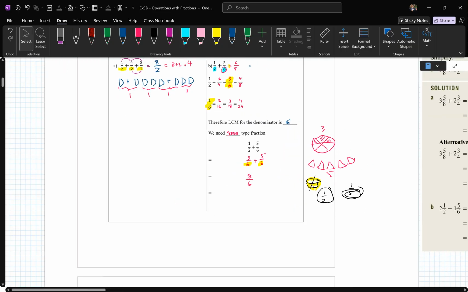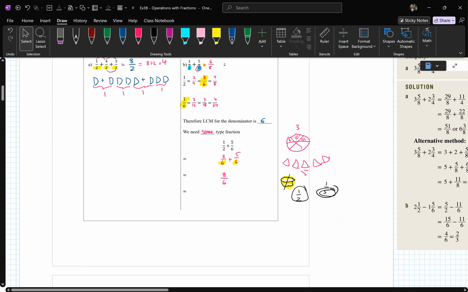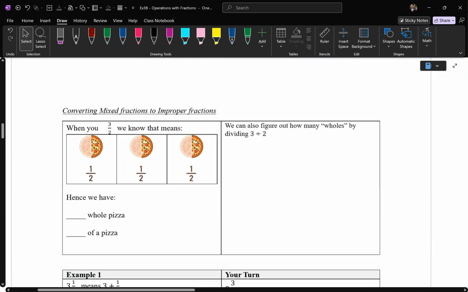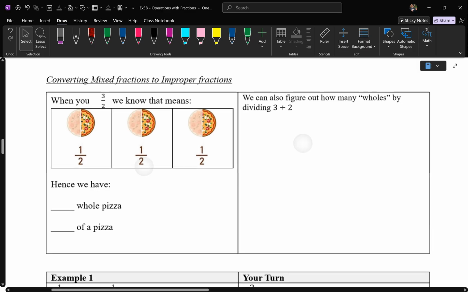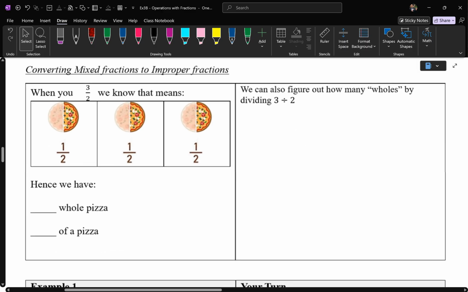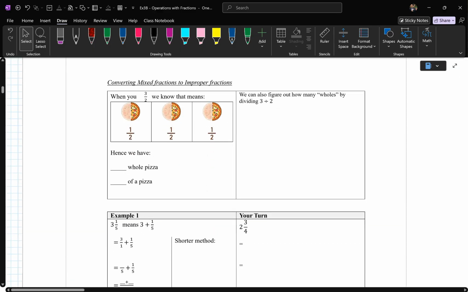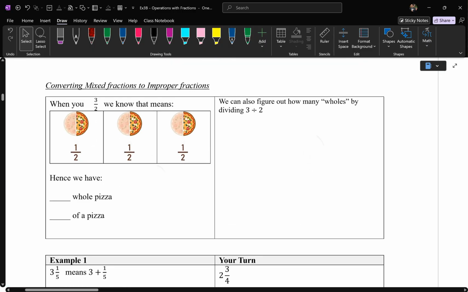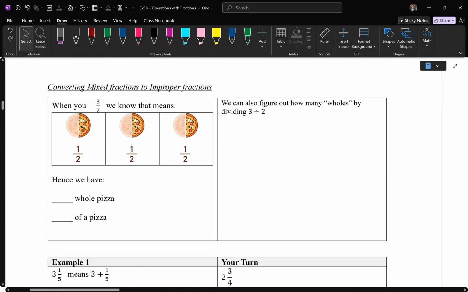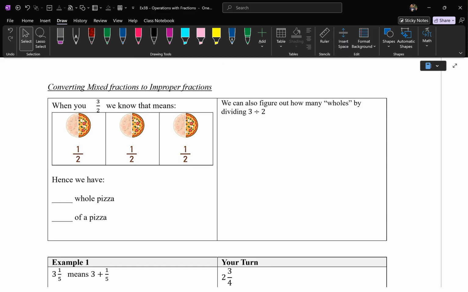Now, let's do a problem together. Can you flip over to the next page? Thank you. All right, let's flip over. Now, these questions here have mixed fractions and improper fractions. The first part of today, I'm only going to get you to add and subtract because I want you to get really good at adding and subtracting. Okay?